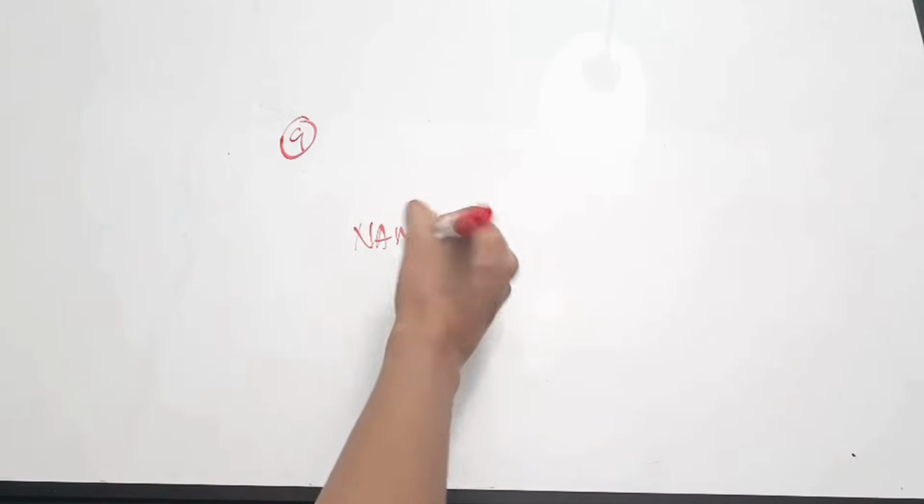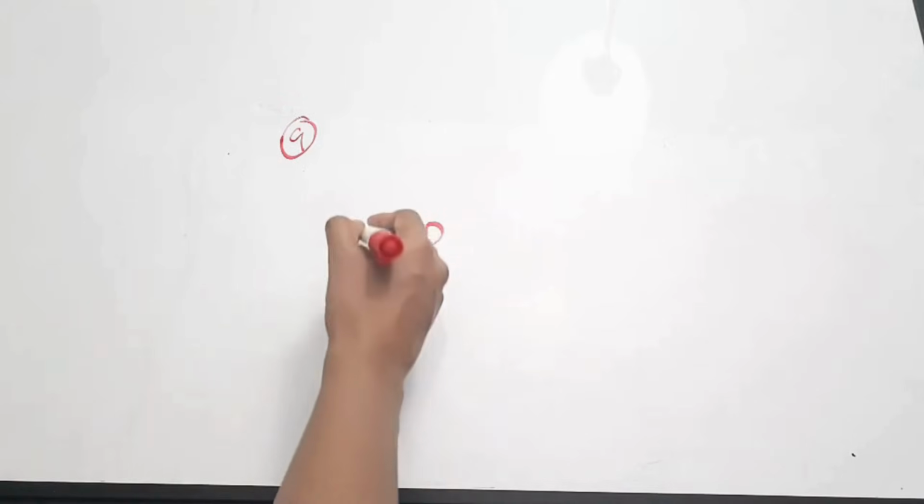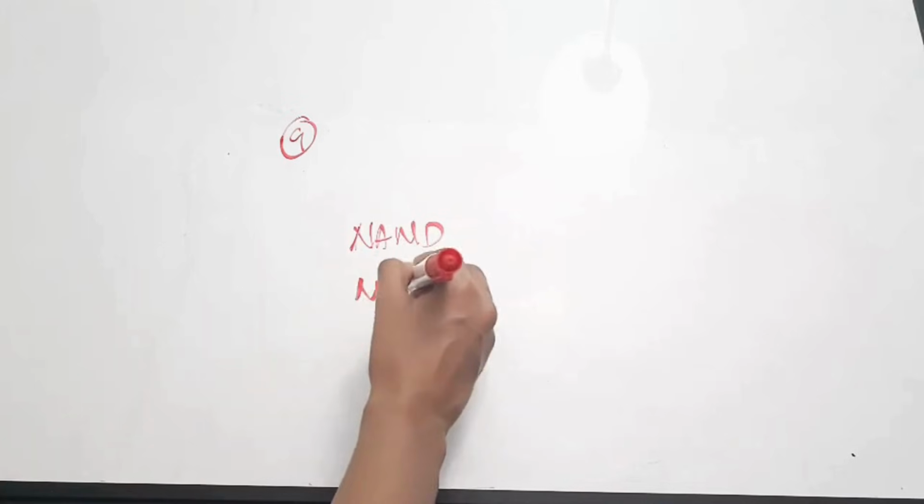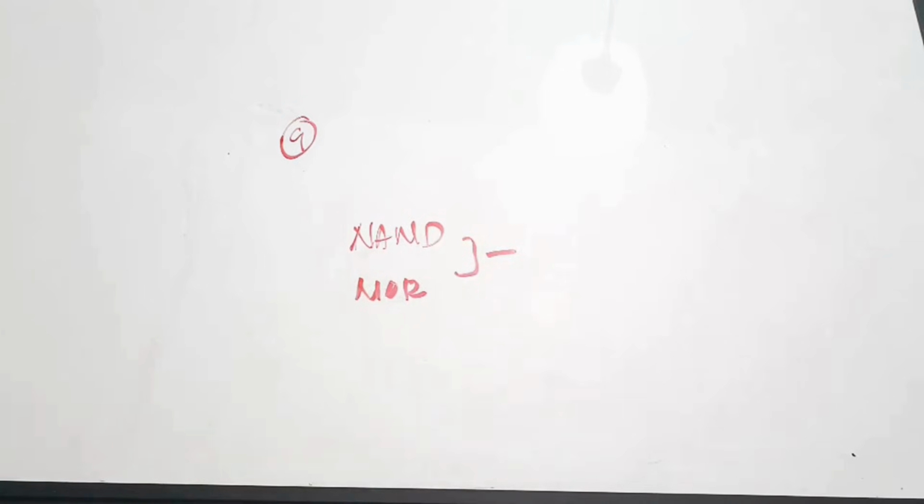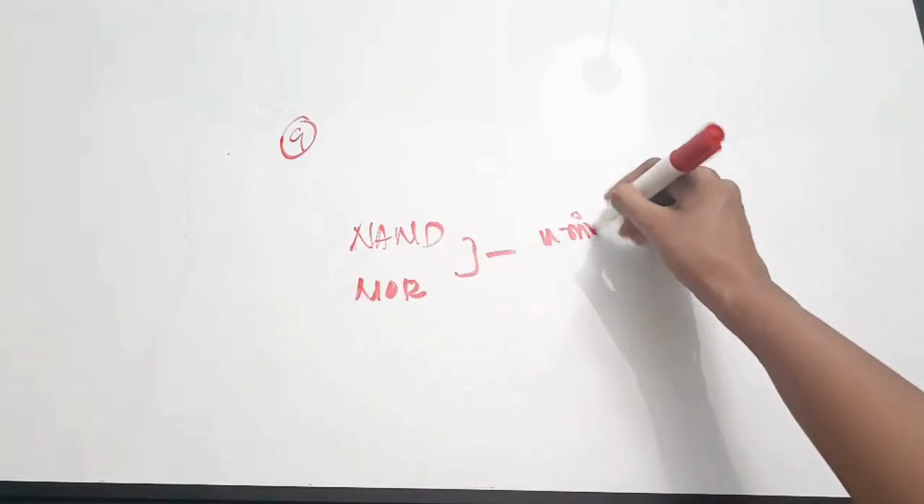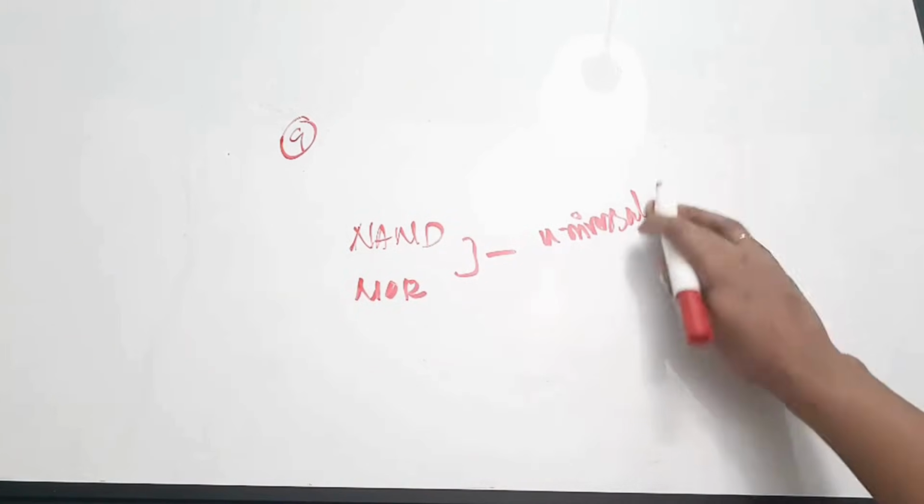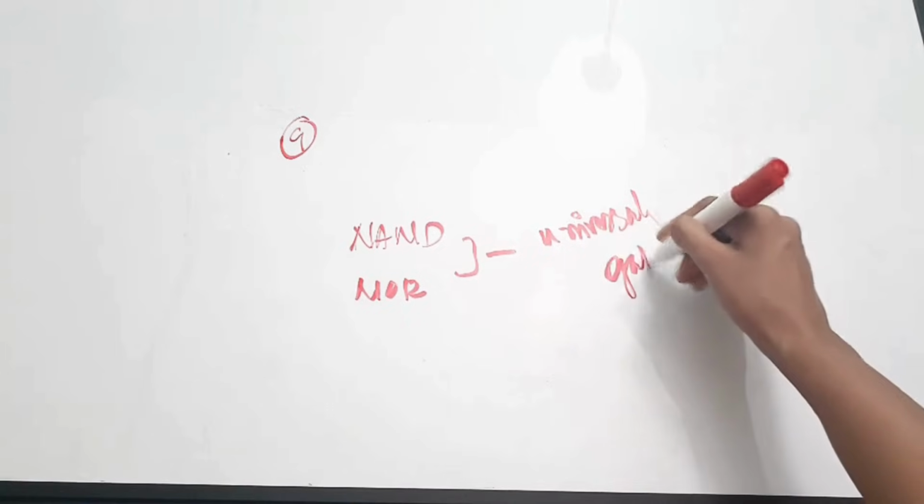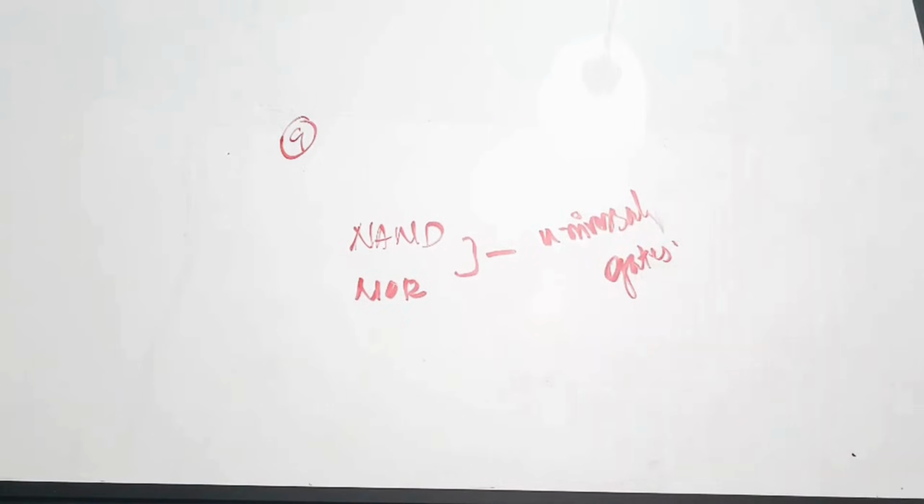Actually, we have discussed this question in a couple of videos. NAND gate and NOR gate are called universal gates. Very commonly asked type of question also. And why are they called universal gates? Because we can realize any gate or any logic using these NAND and NOR gates. So they are called universal gates, and hence the answer is option D, NAND and NOR operations.